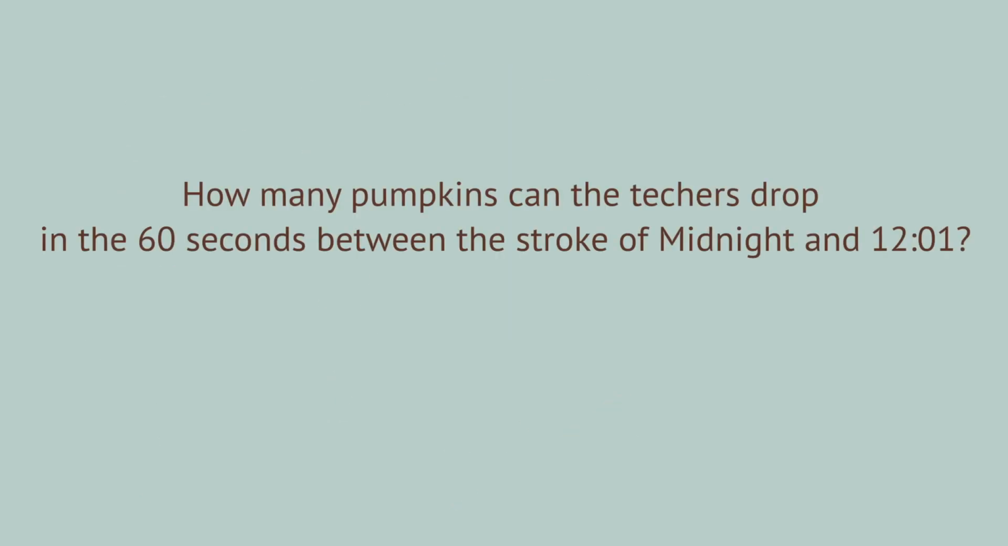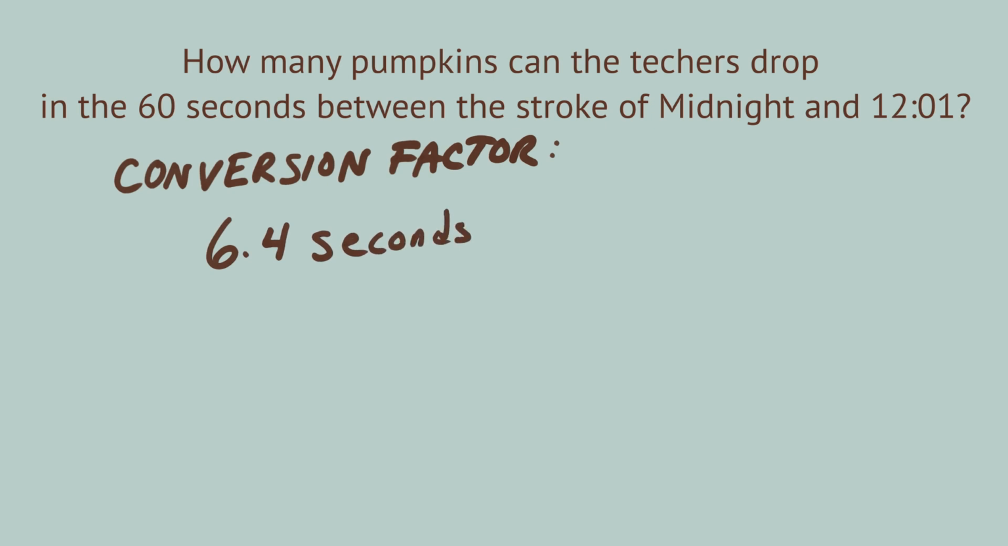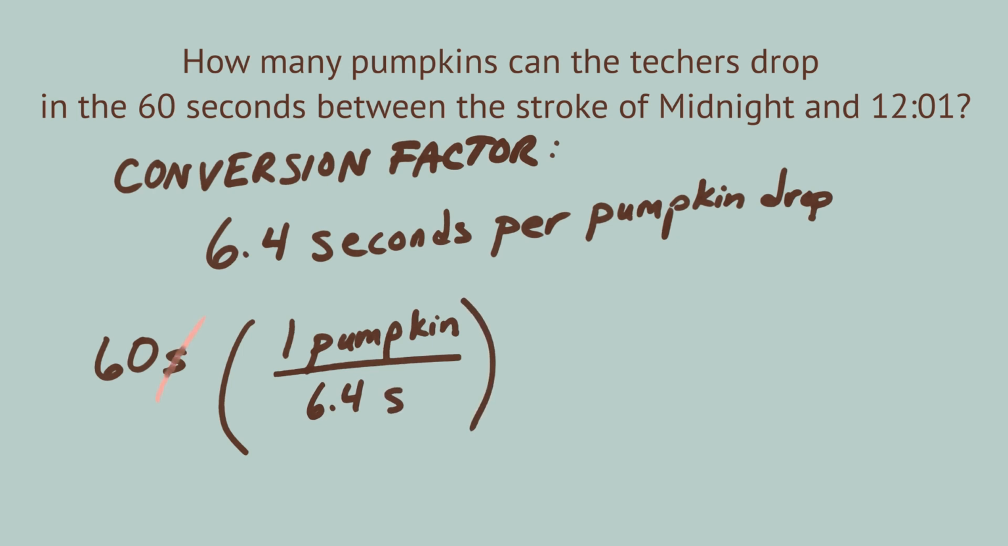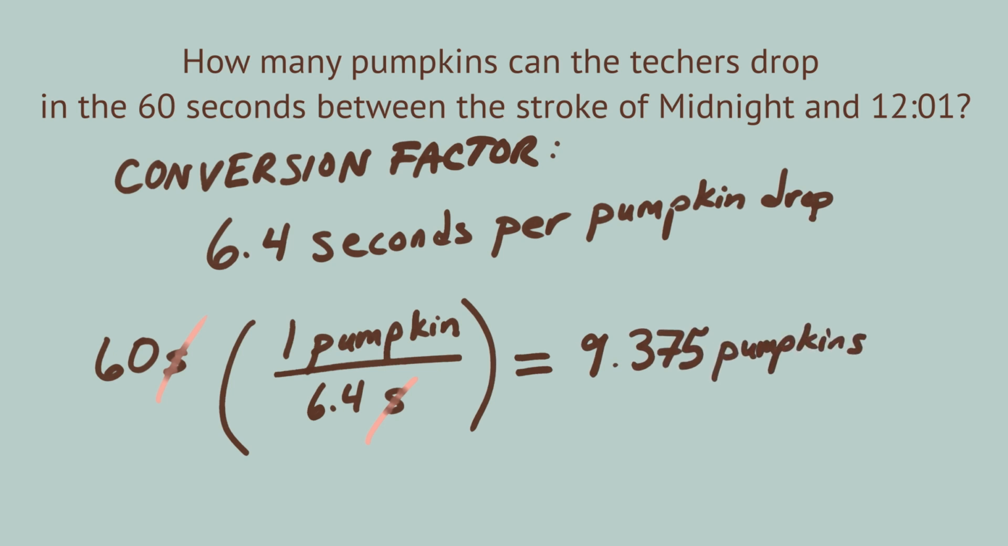How many pumpkins can the Techers drop in the 60 seconds between the stroke of midnight and 12:01? It takes 6.4 seconds per pumpkin drop, so we can calculate 60 seconds times this conversion factor, 1 pumpkin per 6.4 seconds, seconds cancel, equals 9.375 pumpkins. Now, Caltech students are very clever, but do you think they can drop 0.375 of a pumpkin? No. You need to round down here to a whole number to get 9 pumpkins.